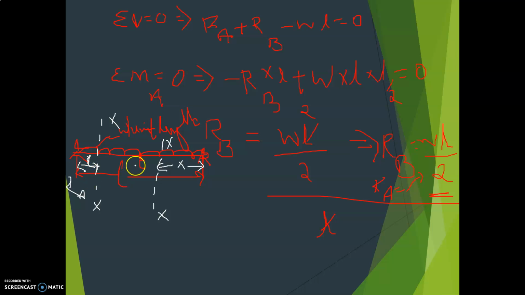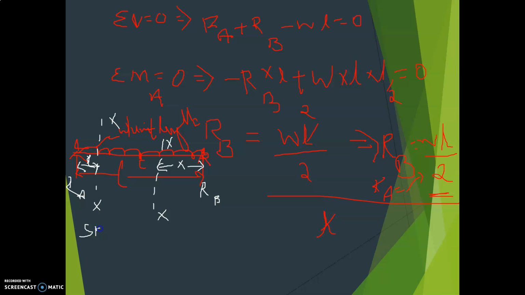Then at different points you can find what is at A, what is at X and what is at C. Or you can consider from this side also. Section is here which is at a distance of X from B. Now I will use this and I will find. This is RB. What is now shear force at X?